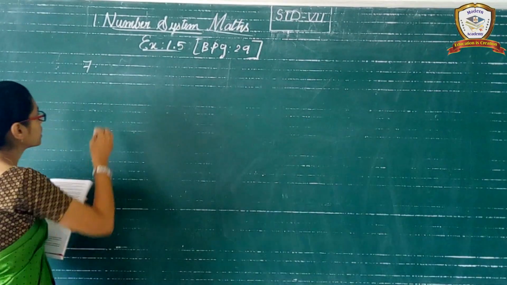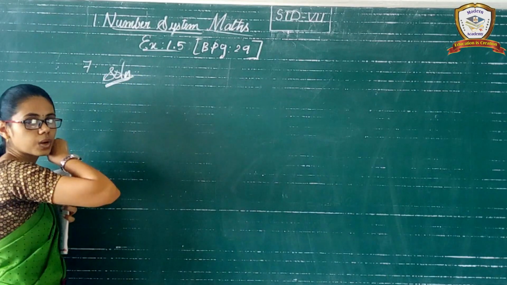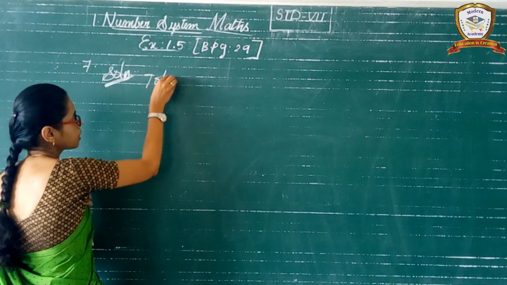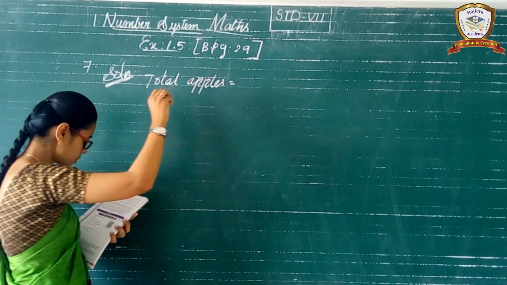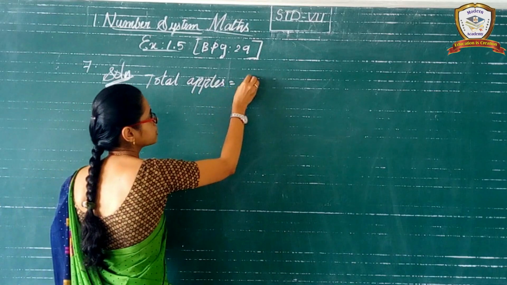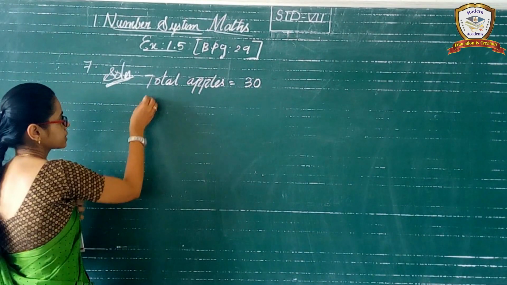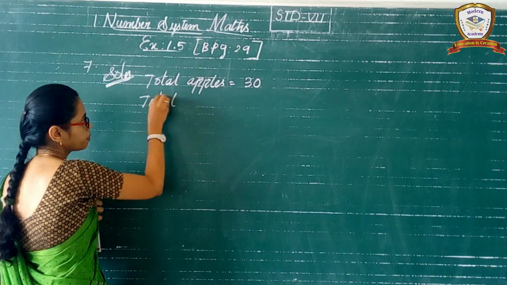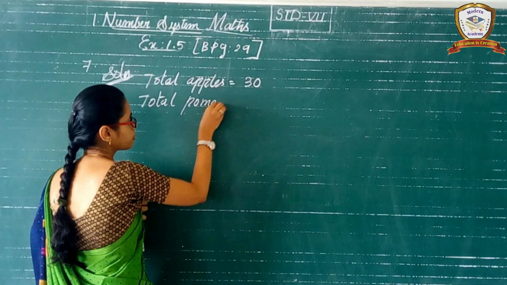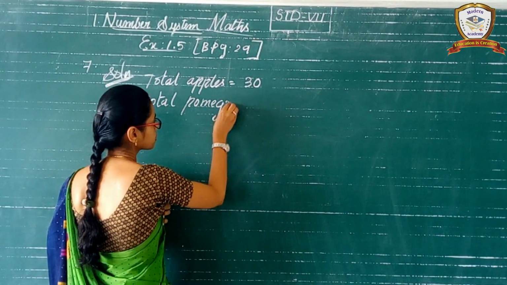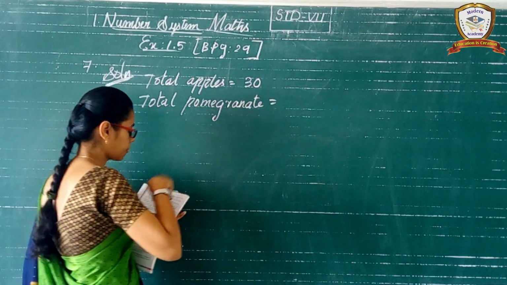So first, see the solution. Total apples, how much are given? That is 30. Total apples 30. Next, total pomegranates, how much are given? Total pomegranates given are 50.